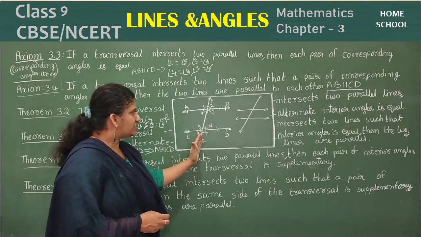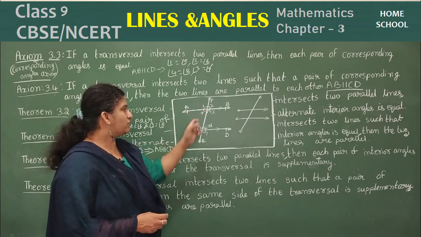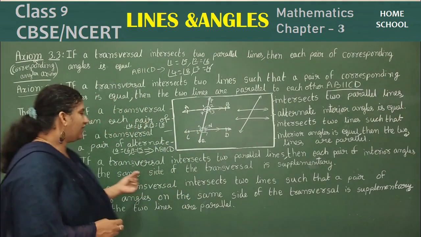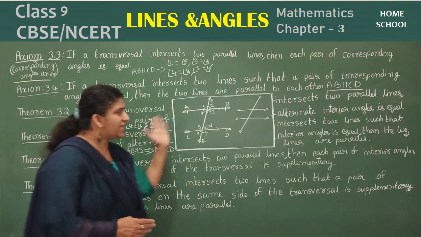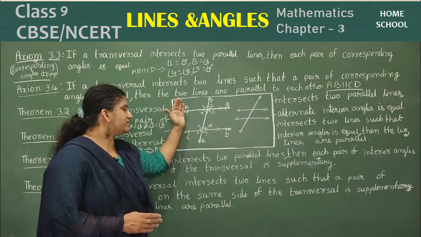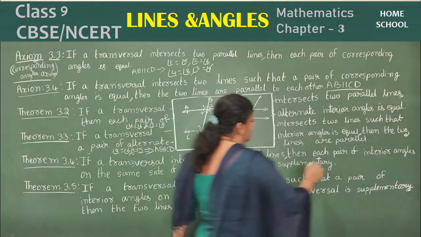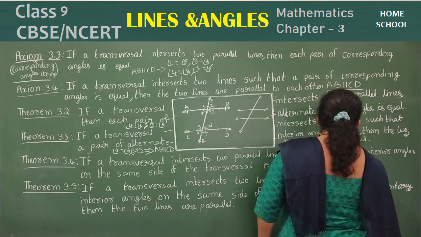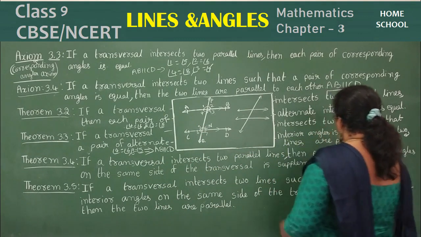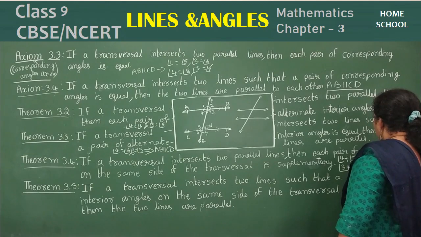So a transversal intersecting two parallel lines. Then interior angles, what all will come? 3, 4, 5, 6 are interior angles. But they have given here on the same side. Either this side you consider or this side. So according to this statement, observe, angle 4 plus angle 5 is equal to 180 degrees and angle 3 plus angle 6 is equal to 180 degrees.